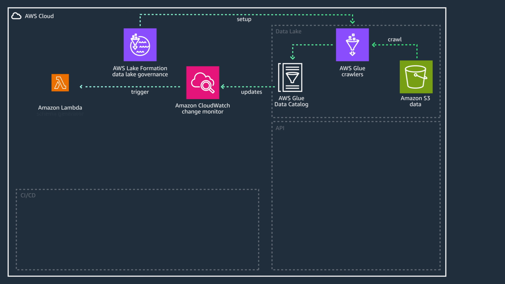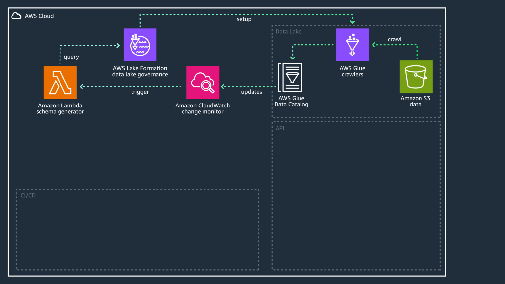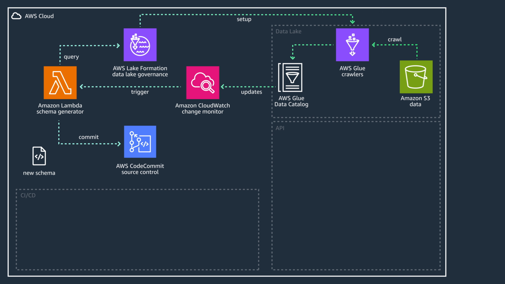Third, monitor any data changes in the AWS Glue data catalog with Amazon CloudWatch and trigger an AWS Lambda function on every catalog change to update the schema of the GraphQL API. Fourth, in the Lambda function, you query the latest data catalog and security settings, automatically generate source code to build and deploy a new version of the GraphQL API schema and resolvers, and commit the code to AWS CodeCommit.